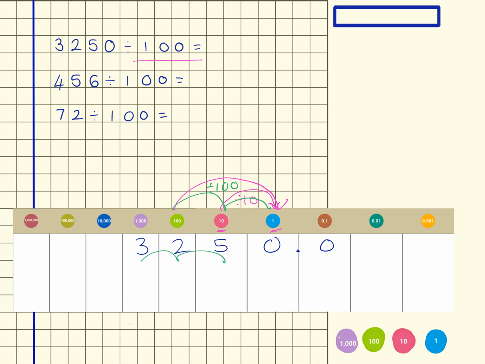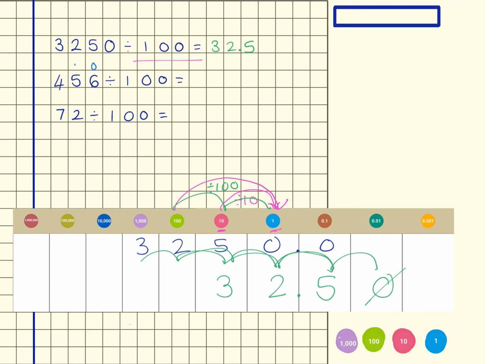So 1, 2, so my 3 would move here, 1, 2, 2 moves there, 1, 2, 5 moves there, and if I had the 0, 1, 2 would move there. But because I am putting that decimal point in and the zero on the end is redundant, I don't need it to be there, so it's 32.5 that I end up with. Okay, so I'm going to apply that same method up here to 456.